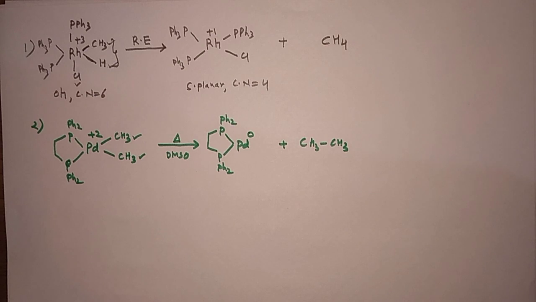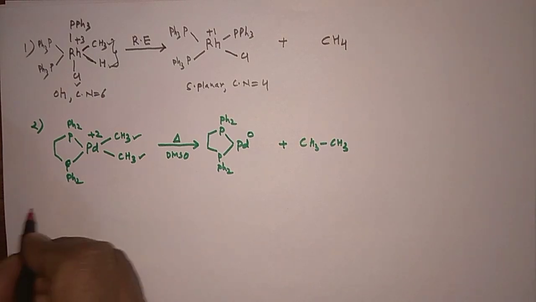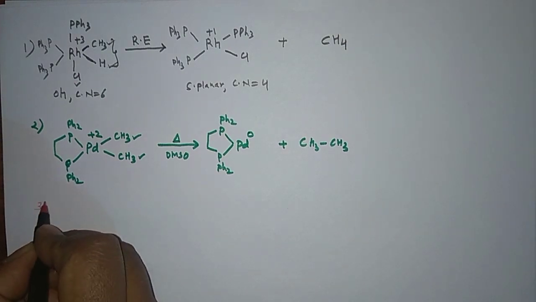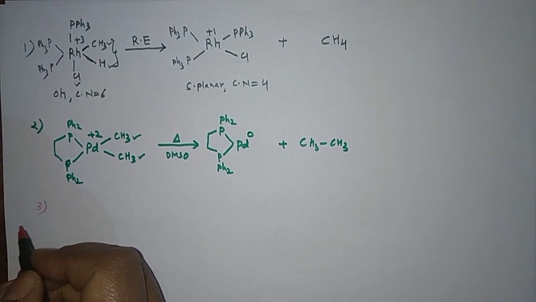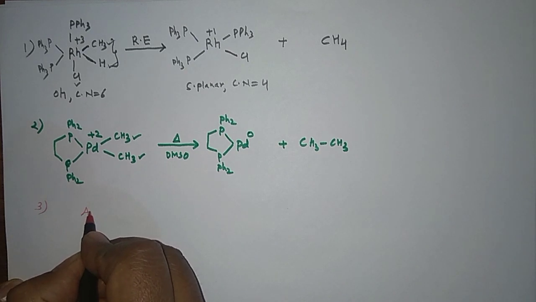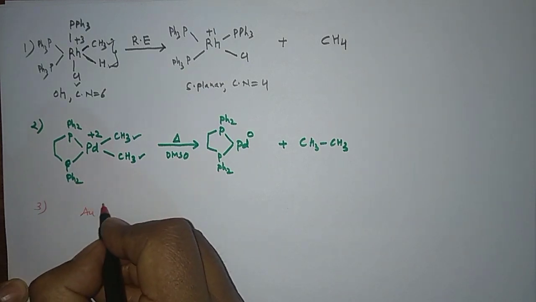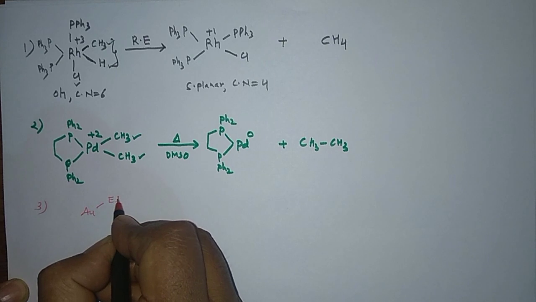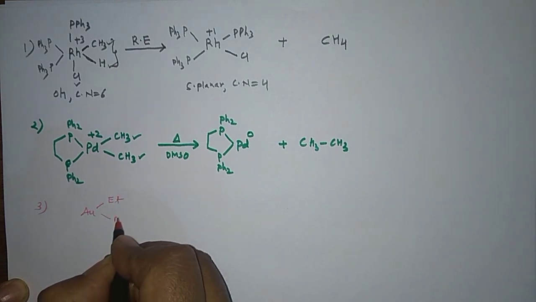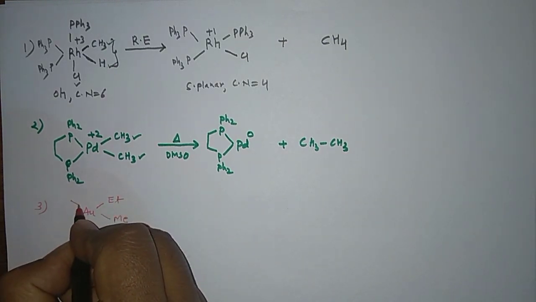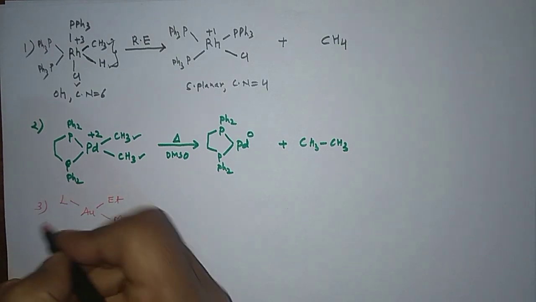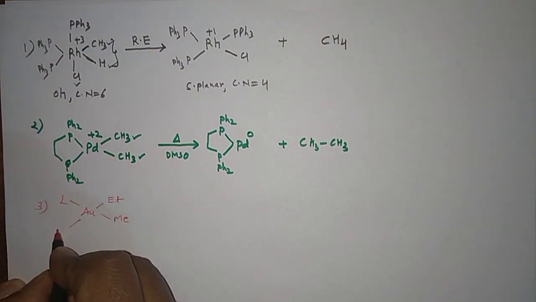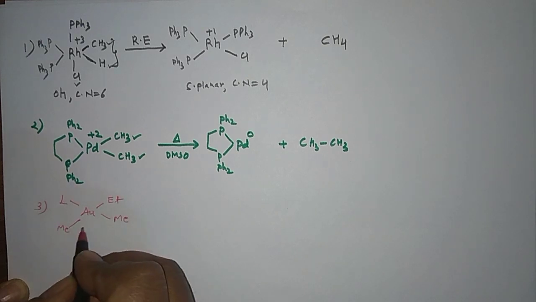And then I'm going to explain some other example. For example, example number 3. Say you have this gold complex, Au, and you put some ethyl here, and methyl here, and arbitrarily some L ligand. It could be anything actually. And this is methyl.